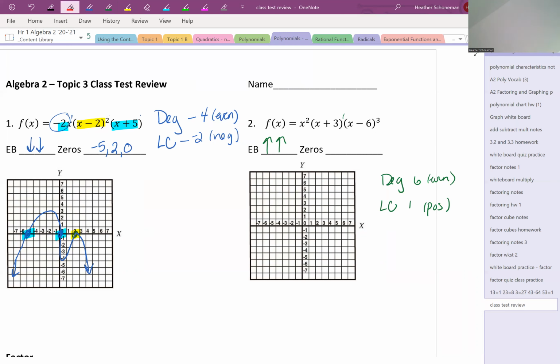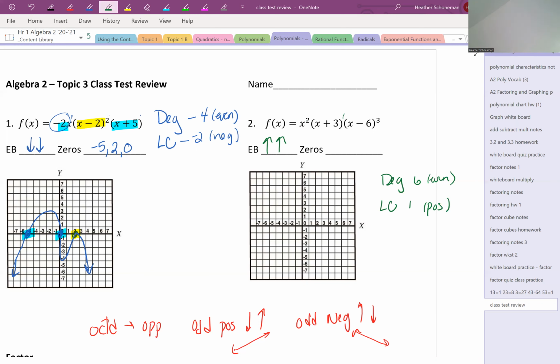Okay, if it's even, it's going to go the same way, and positive, that same way is up. What we don't have on here, and I'll just tell you now, if it is an odd degree, then they're going to go opposite ways. And if it's odd and positive, we're going to go up to the right and down to the left, just like a line would. And if it's odd and negative, we're going to go down to the right and up to the left, just like a line with a negative slope would have.